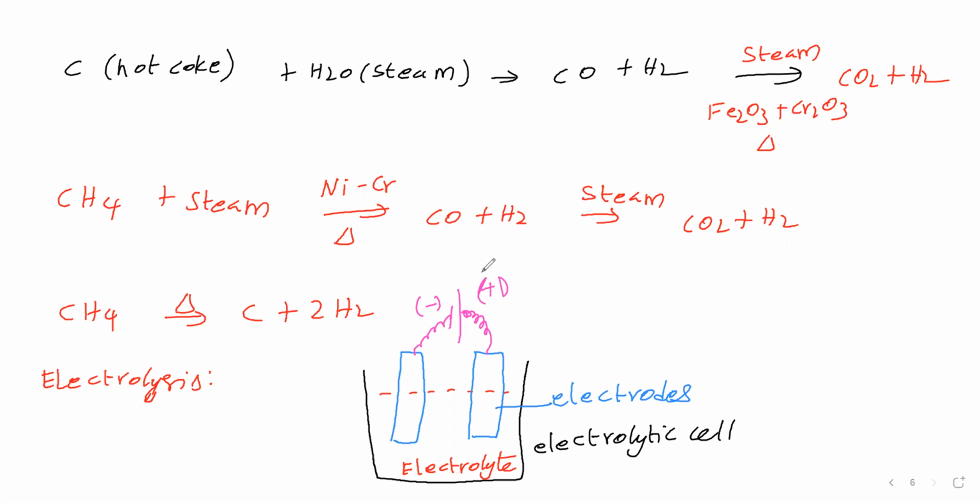Now we have said what things are required for electrolysis, and that arrangement we have given. Next, what is meant by electrolysis? How does the electrolysis process take place? That we will see. Now we will take acidified water as electrolyte.